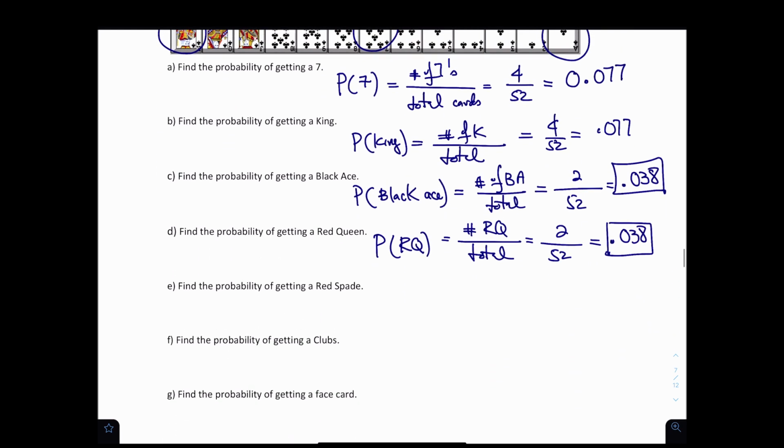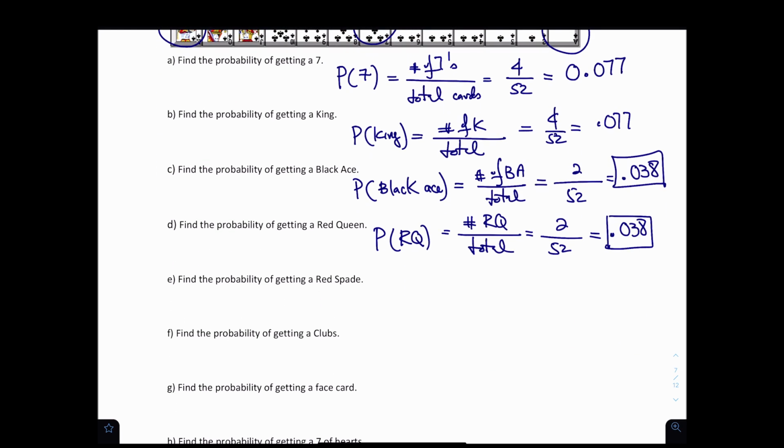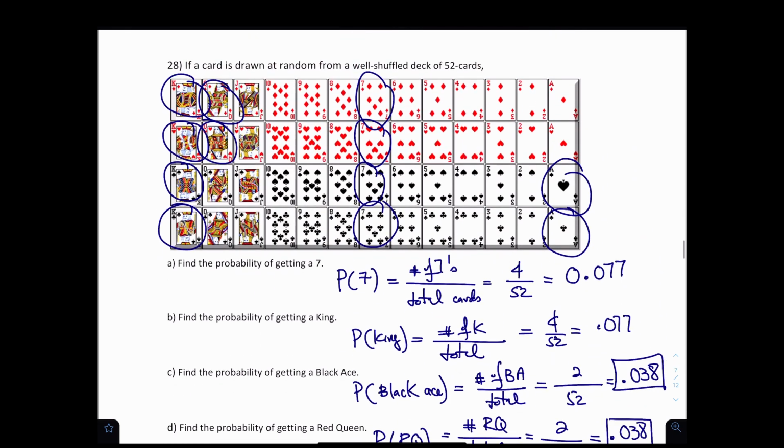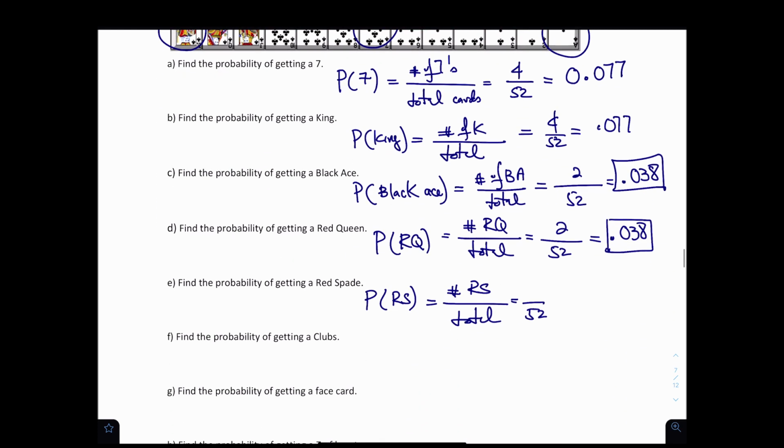Let's find the probability of getting a red spade. Probability of a red spade is the number of red spades divided by the total number of cards. Let's see how many red spades there are. The spades are all black, none of them are red. So there are 0 red spades in a deck of cards, and the probability is 0.